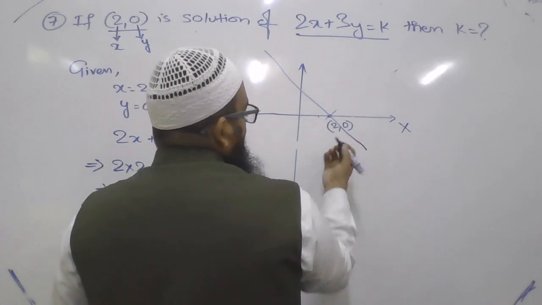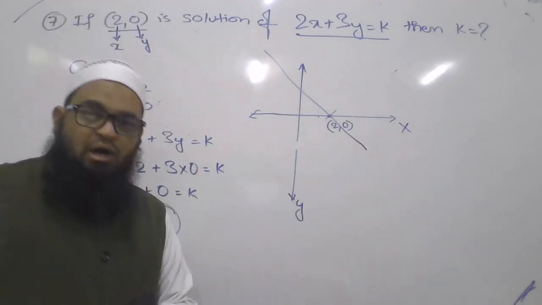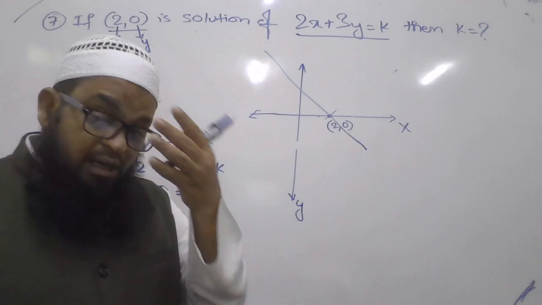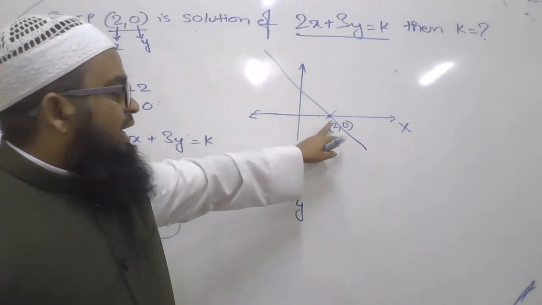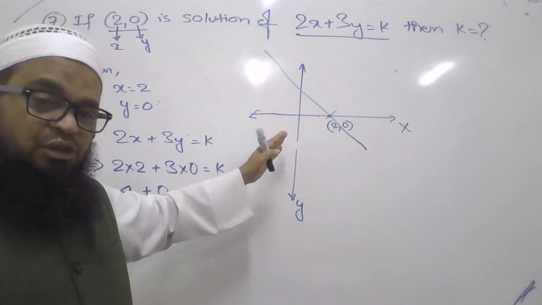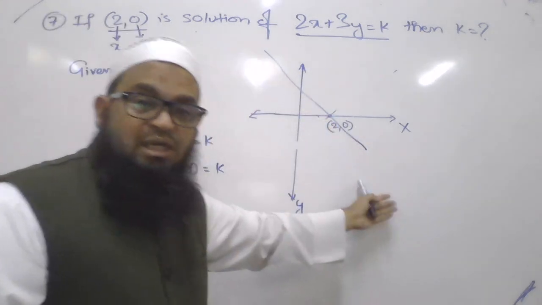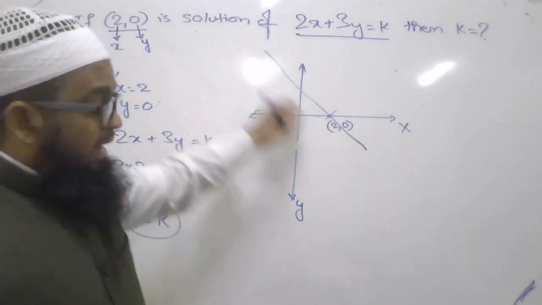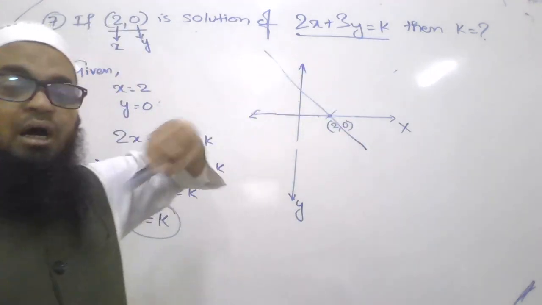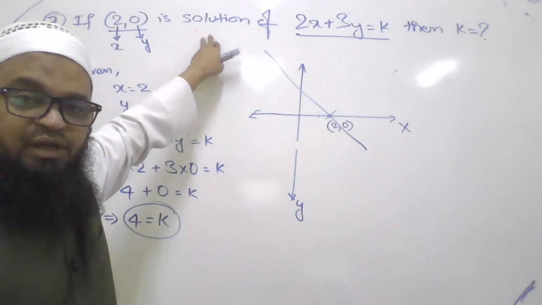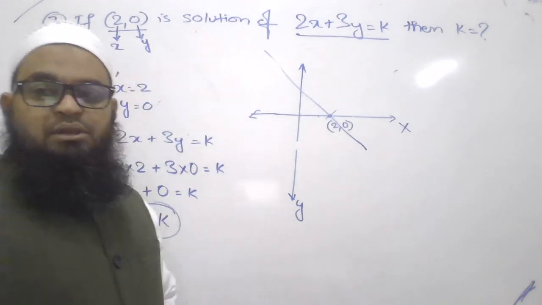Okay. So anyway, you will learn how to represent this line graphically in pair of linear equations. So what is the solution? Solution means the points which lie on this line. The points which lie on this line are solutions of this linear equation in two variables. Got it, my dear students?